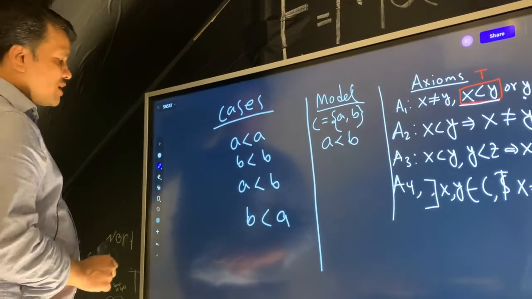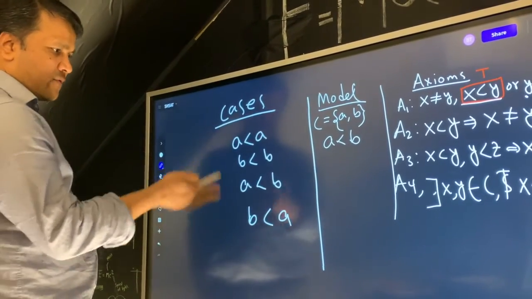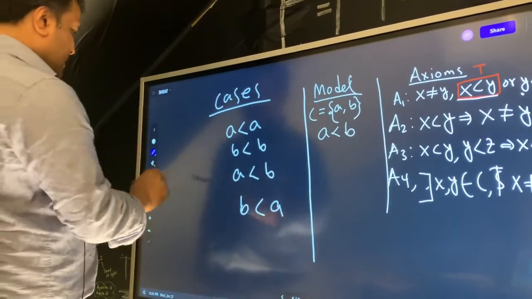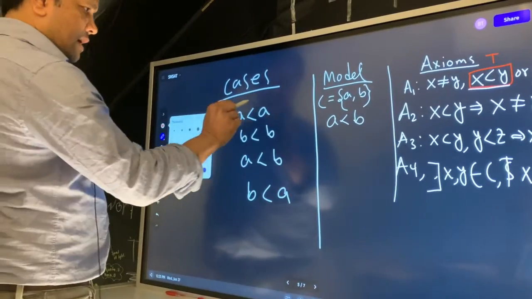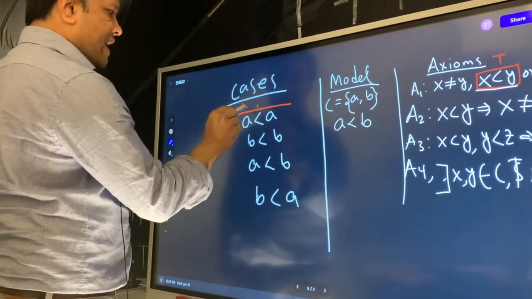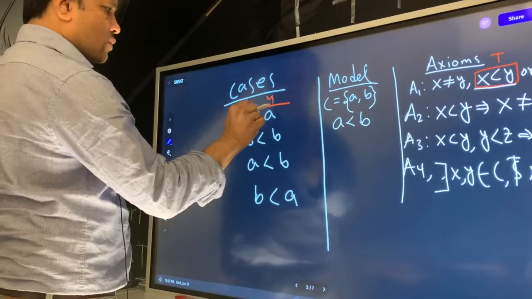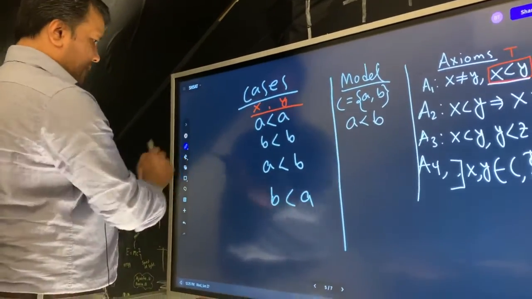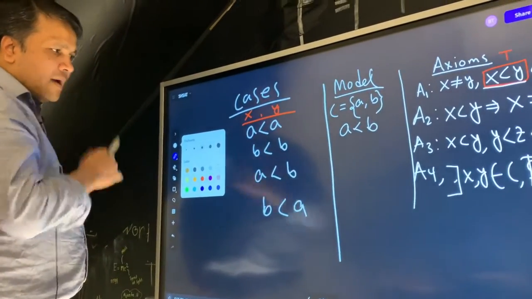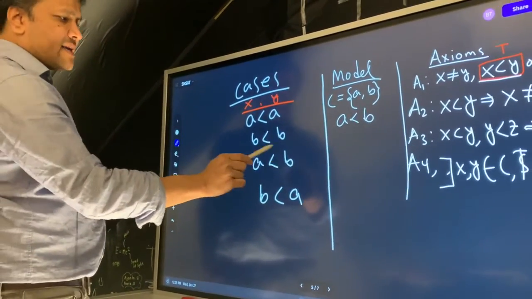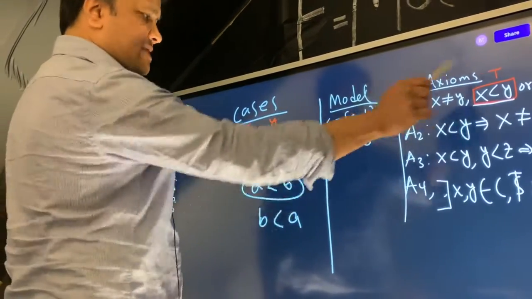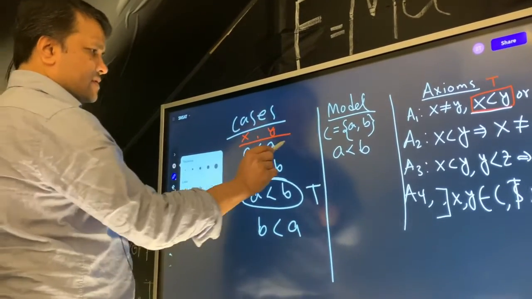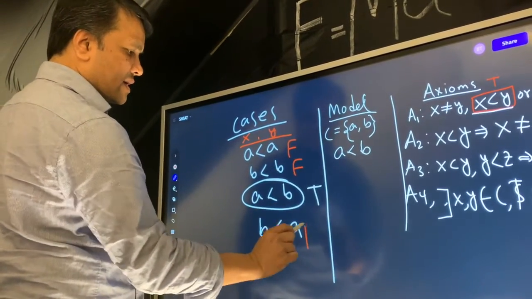So there are 4 possible cases, and let's say, if you want, you can think a is x and b is y. Nobody can stop you from thinking that. Now, x is less than y is already true. We said that x is less than y. If this is true, we have to prove that the other three are false.